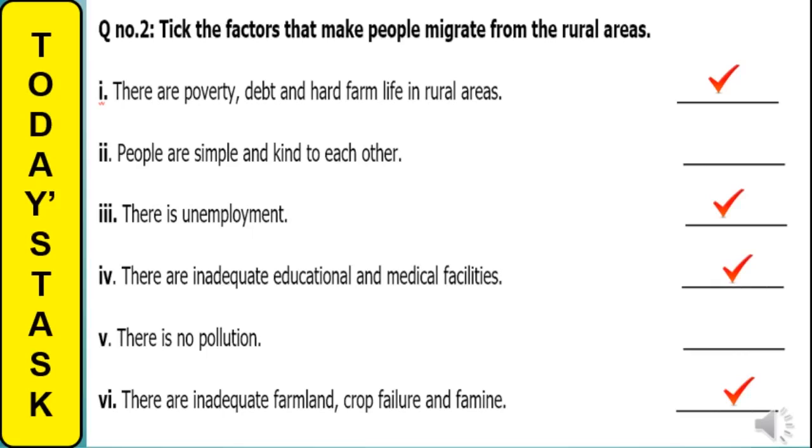Okay, so now in our second question, we have to tick the factors that make people migrate from rural areas. इनमें हमने उन factors को जो है वो tick करना है जिन factors की वजह से जो है वो rural areas के लोग जो है वो urban areas में आते हैं.